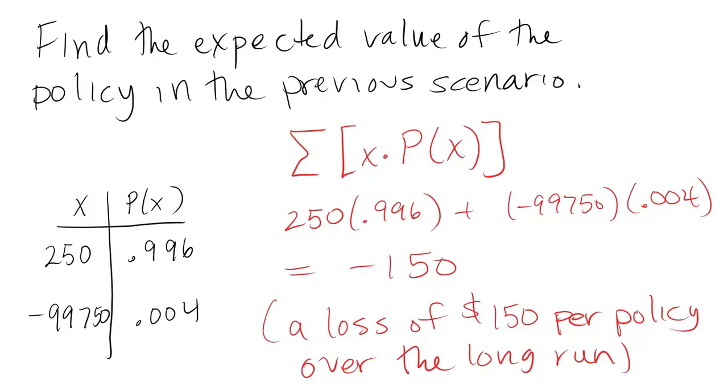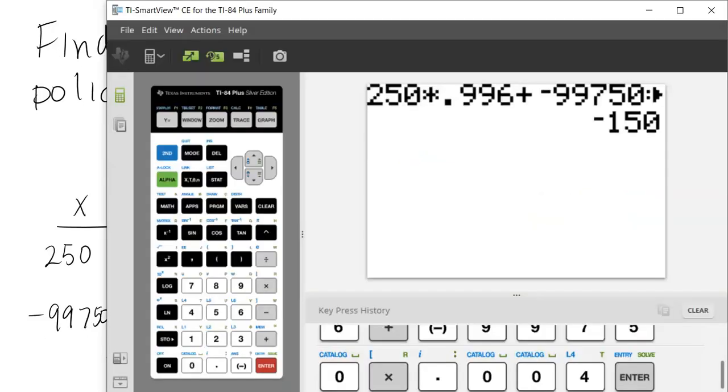Think of this like we're the nerds down in the nerdery who have been hired to analyze the data. And we just crunch the numbers and we go back to our superiors and we're like, based on what we see, it looks like we're going to lose money on this policy. Okay, before we move on to another example, I want to show you another way that we can do this with the calculator. We can use our lists to do expected values.